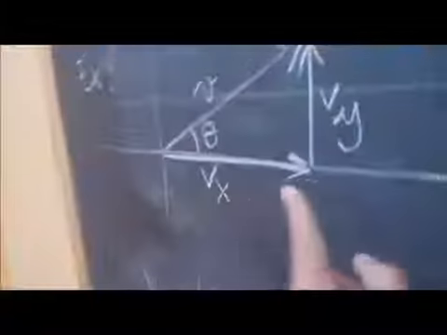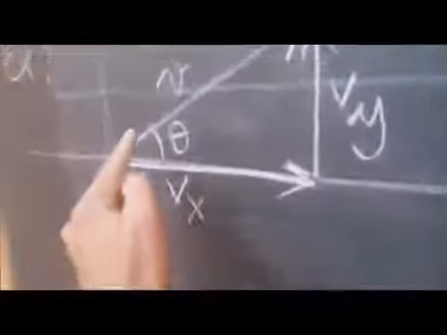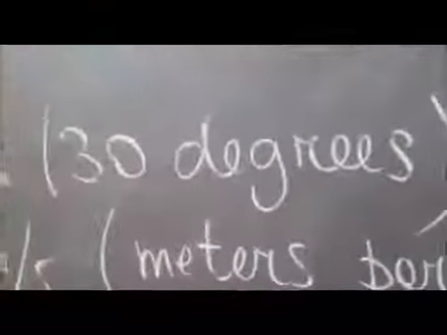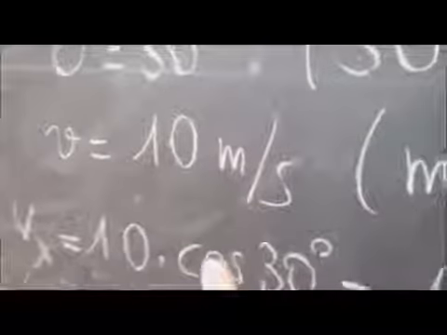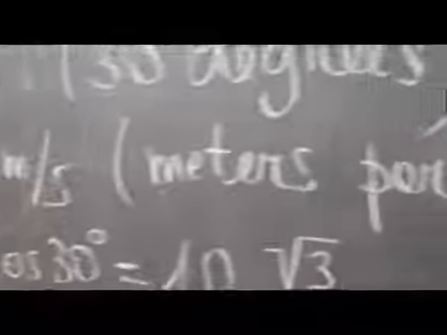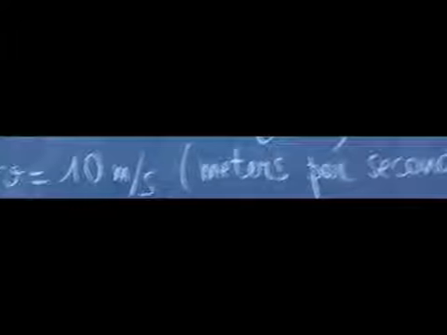This vector v forms a 30-degree angle with the x-axis. This angle, theta, is equal to 30 degrees. Now, we have the value of vector v, which is 10 meters per second. It's the velocity.